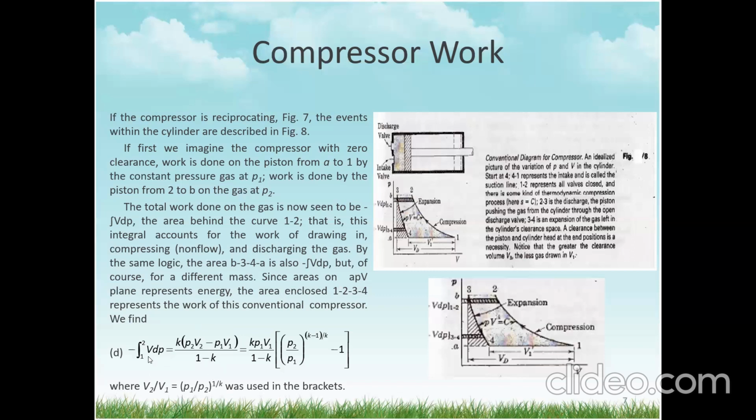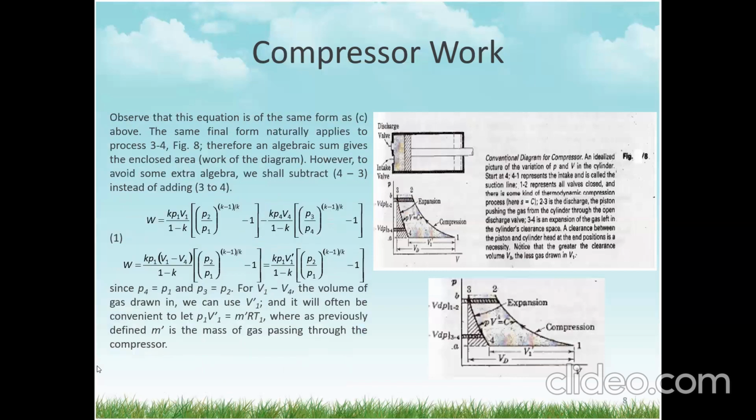So this is the work. Observe that this equation is of the same form as seen above. The same final form naturally applies to process 3 to 4, yeah, sa expansion. Therefore, an algebraic sum gives the enclosed area, the work of the diagram. However, to avoid some extra algebra, we shall subtract 4 to 3 instead of adding 3 to 4.